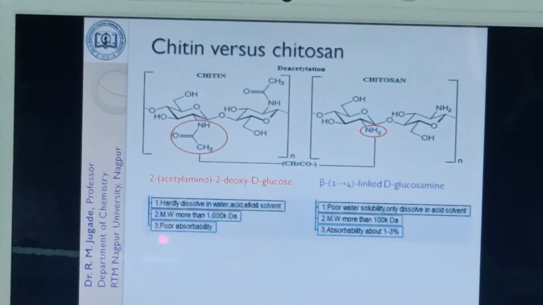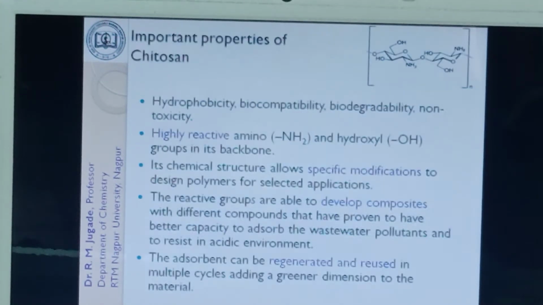If we consider the molecular weight, chitin is of the order of about 1000 kilodalton, whereas chitosan is of the order of a few hundred kilodalton. The solubility of chitin is negligible in most of the solvents, whereas chitosan is 1 to 2% soluble in many of the solvents. Important properties of chitosan which make it an important material for adsorption of ions as well as molecules are hydrophilicity, biocompatibility, biodegradability and non-toxicity.